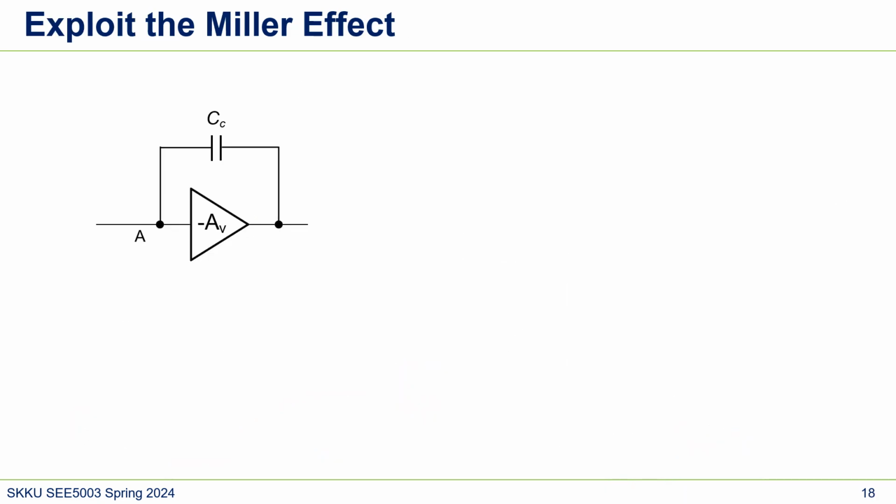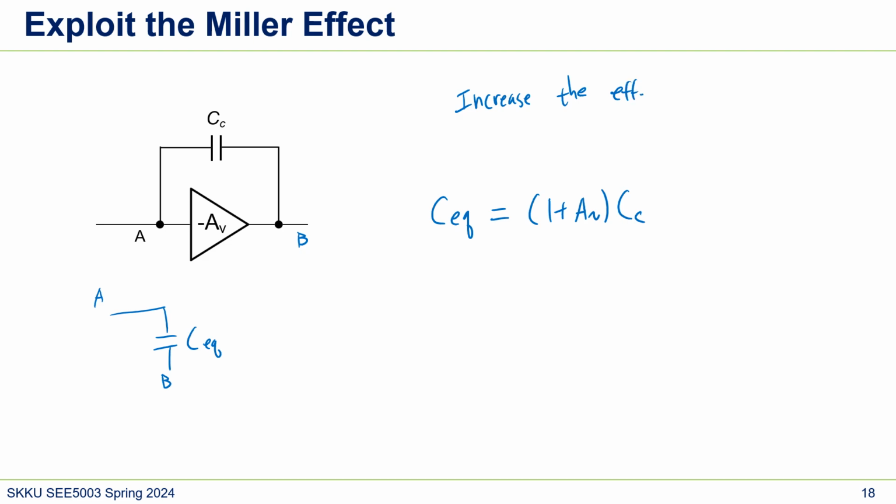So that's why we're going to use the Miller effect, to multiply the capacitance. C equivalent becomes 1 plus AV times CC, because of the Miller effect. Basically, what it does is at node A, there is C equivalent. So we're going to use the Miller effect to amplify, to multiply the capacitance, increasing the effective capacitance.